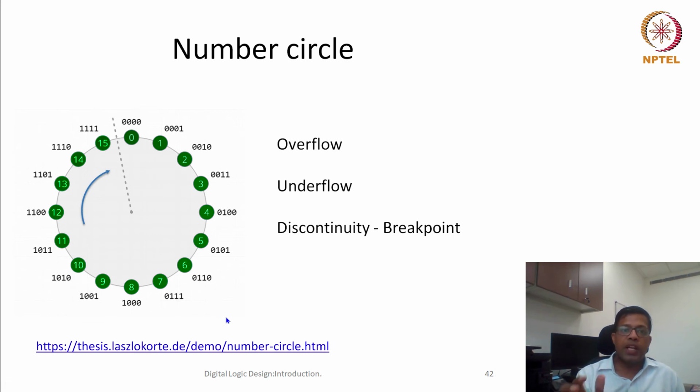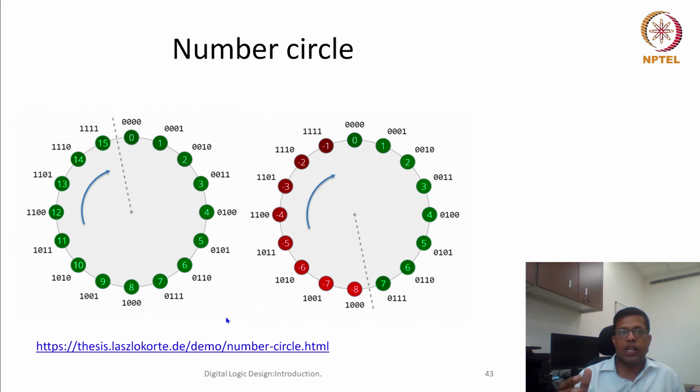So can I take some clue from this number circle? If I represent it in such a way that I can represent some negative numbers also. In the case of negative numbers, I am trying to do it in the same way, so that going clockwise will give me correct results, and going anti-clockwise will also give me correct results.